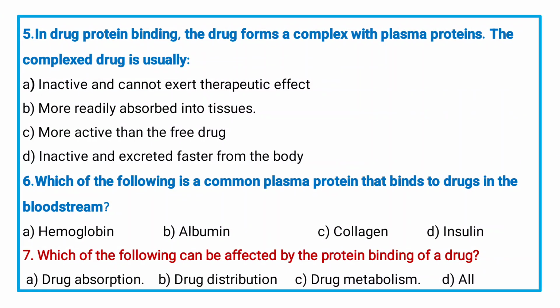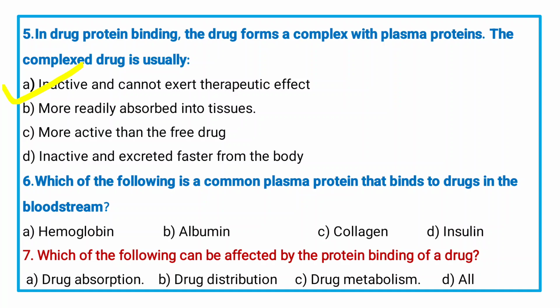Next, in drug protein binding, the drug forms a complex with plasma proteins. The complexed drug is usually: option A, inactive and cannot exert therapeutic effect; more readily absorbed into tissue; B, more active than free drug; D, inactive and excreted faster from the body. The answer is inactive and cannot show therapeutic effect. In protein binding, the drug forms a complex with plasma proteins, and the complexed drug is usually inactive.